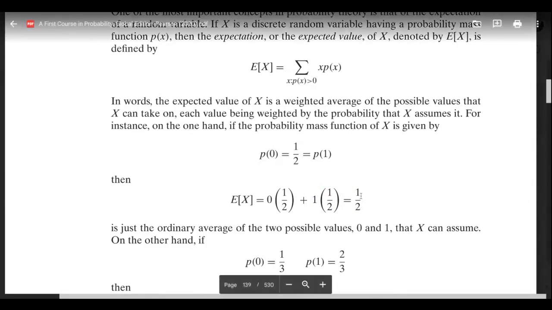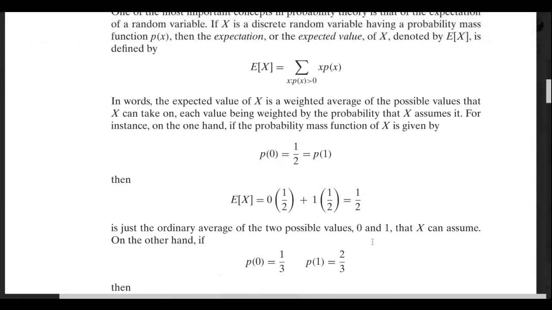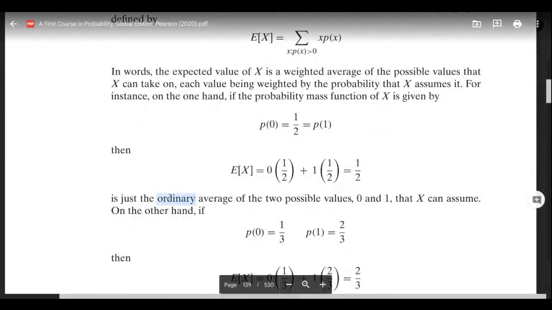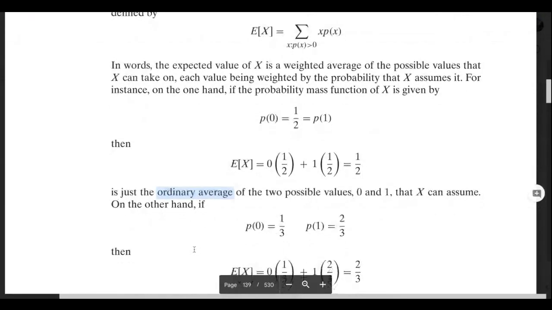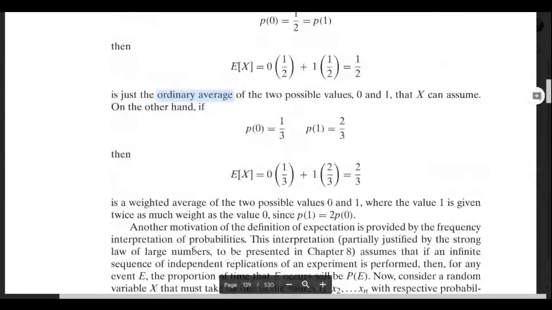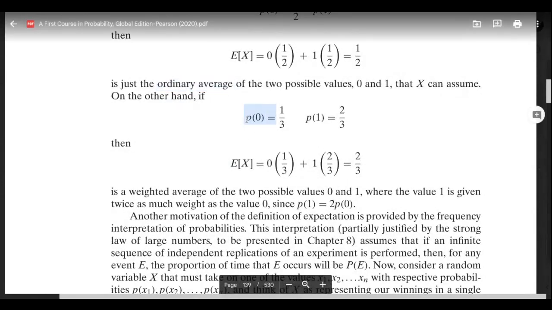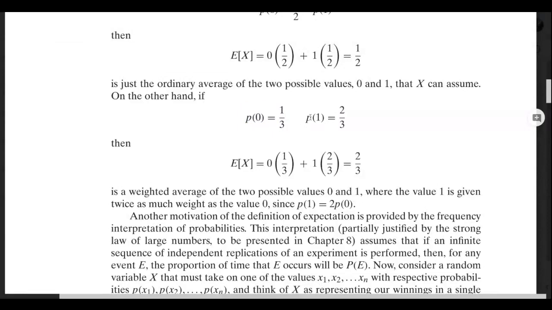So the expected value is half. So this is just an ordinary average of the two possible values, 0 and 1, that x can assume. On the other hand, if the probability of getting 0 is 1/3 and the probability of getting 1 is 2/3, if we do this, the expected value is 2/3.